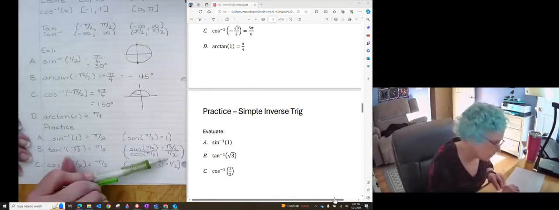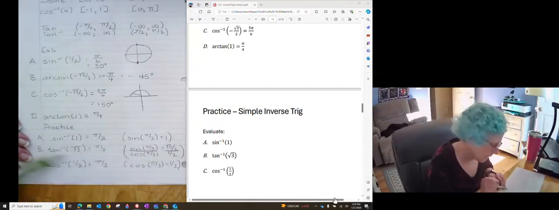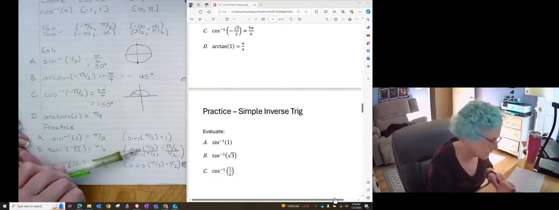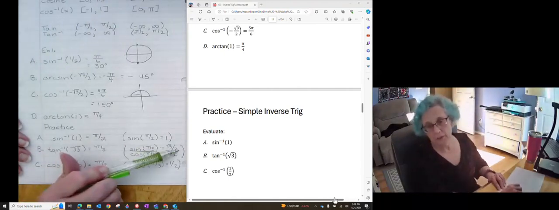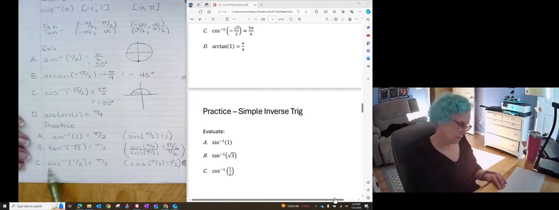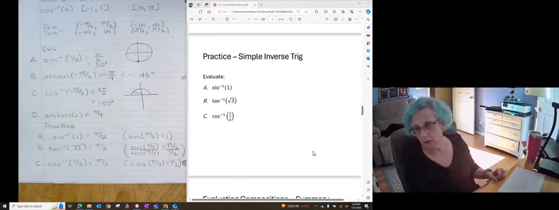Arc cosine, well, we just saw that when we were confirming that inverse tangent of square root of 3 is pi over 3, because sine of pi over 3 over cosine of pi over 3 is square root of 3 over 2 divided by a half. Cosine of pi over 3 is 1/2. Okay.